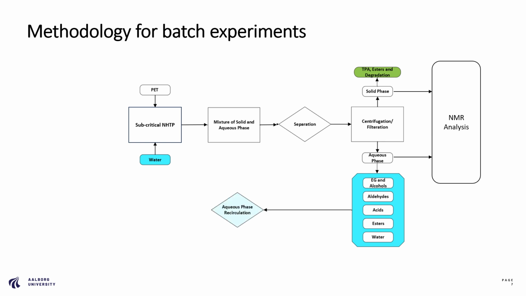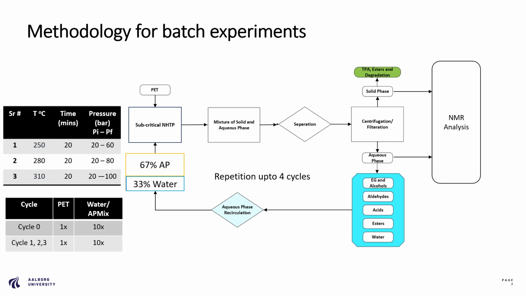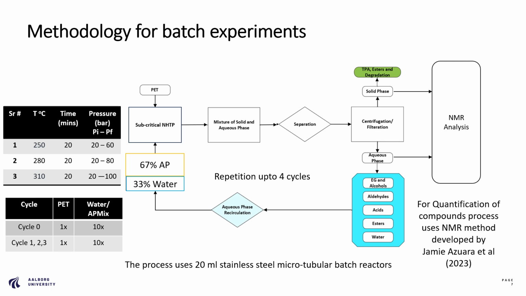We use this aqueous phase for recirculation to depolymerize PET, creating an aqueous phase mixture with 67% AP and 33% water. This process is repeated for up to 4 cycles at 3 different temperature conditions. For cycle 0, we use a 1 to 10 weight ratio of PET to water, and for cycles 1 to 3, we use a 1 to 10 weight ratio of PET to aqueous phase mixture. The process uses 20 ml stainless steel microtubular batch reactors. For quantification of compounds, we use the NMR method developed by IBSOR.